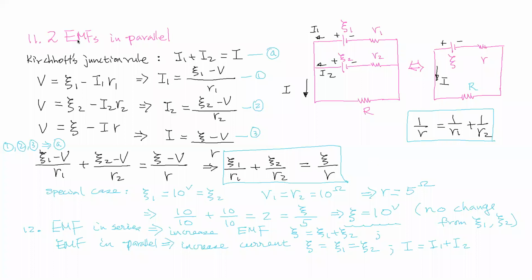Continue the two EMFs in parallel. So we have one EMF, epsilon 1, and the other one, epsilon 2, and they are in parallel. The internal resistor is R1, and this other internal resistor is R2. So what is the equivalent circuit? This is the equivalent circuit right here.